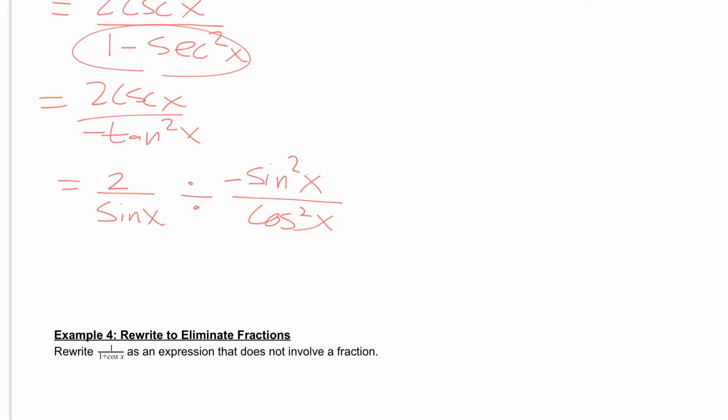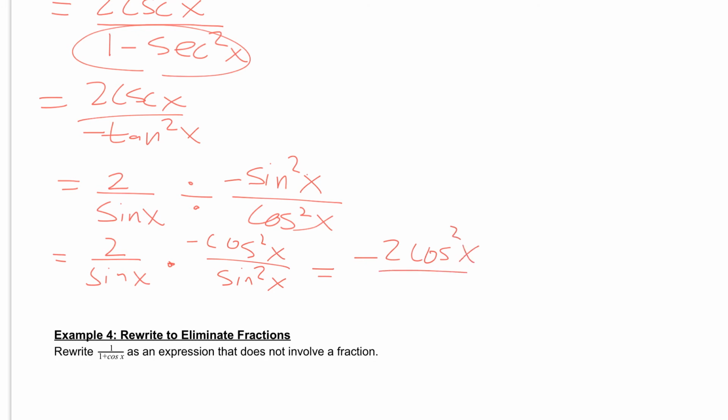And then we can use our rules of division. We keep the first fraction the same. Division changes to multiplication, and we take the reciprocal of our second fraction. So we get cosine squared x over negative sine squared x. And actually, I'm going to leave that negative on the top. It just makes things a little bit easier. And then I can multiply these two fractions together, and I get negative 2 cosine squared x over sine to the third x.